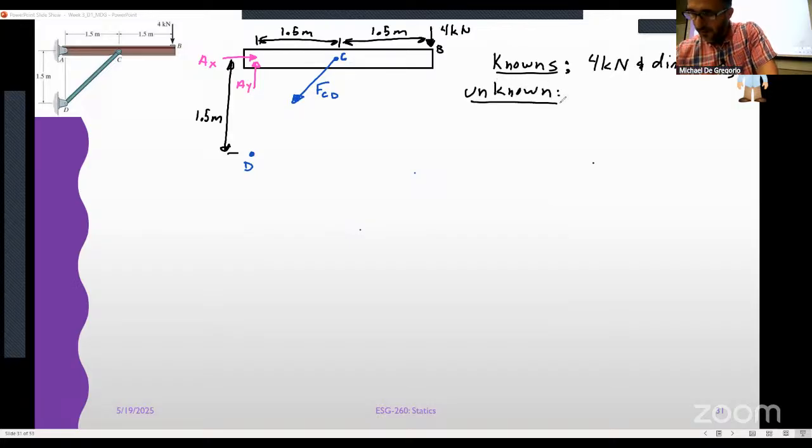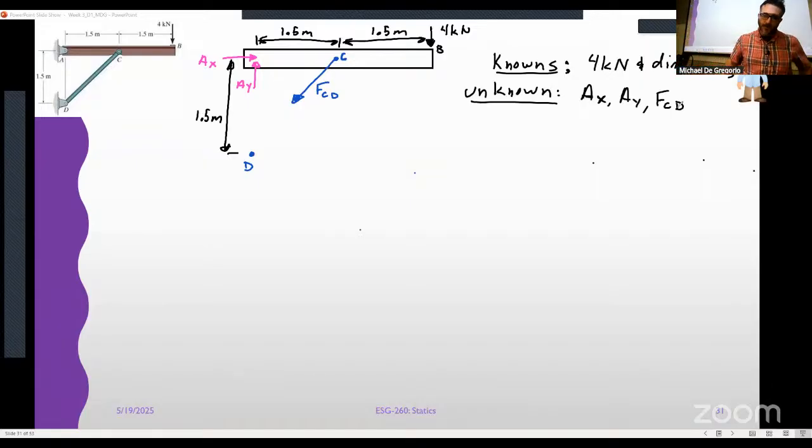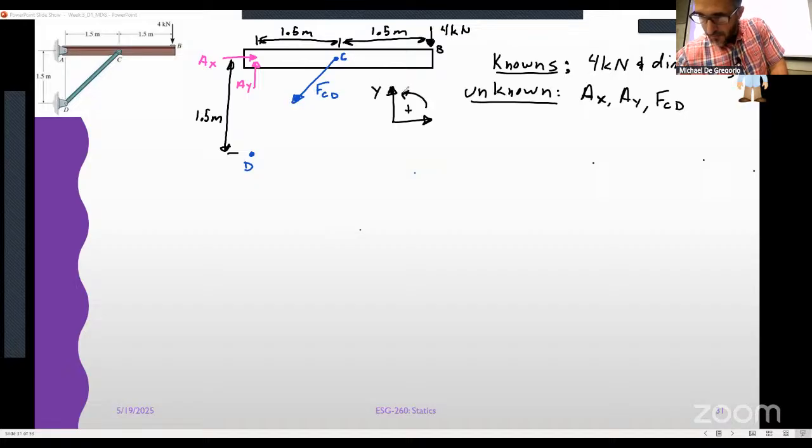Things that are unknown, or that I've been asked to find, are the reactions at A and C, right? So AX, AY, FCD. Okay. I am going to consider this to be, well, I'm going to pause that for a moment.